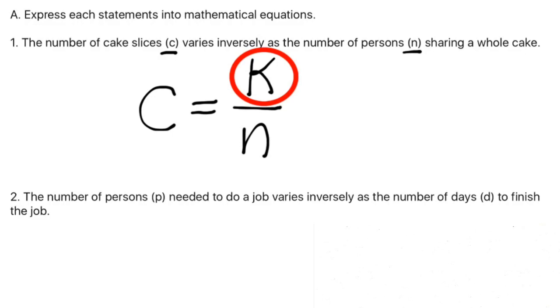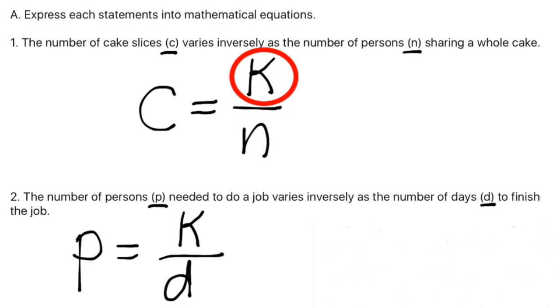Number 2, the number of persons P needed to do a job varies inversely as the number of days D to finish the job. So let us translate this mathematically. That would be P equals K over D, wherein K is also the constant of variation.